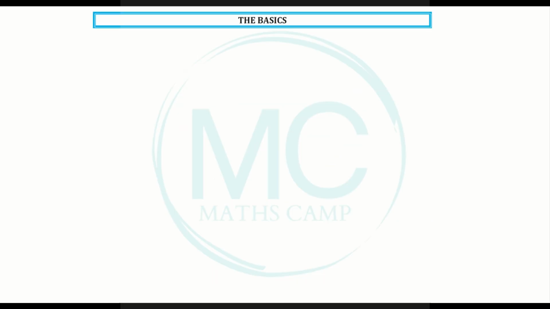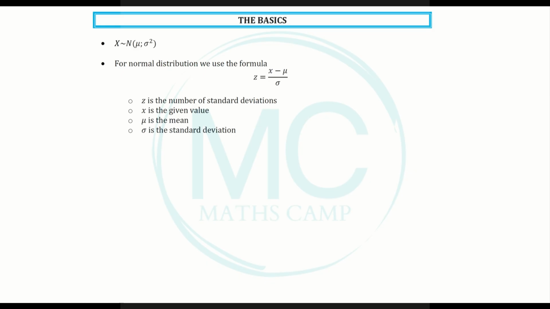When working with normal distribution, we can say that X is normally distributed, and in the bracket we have mu, the mean, and sigma squared, which is the variance. For normal distribution, we use the formula Z is equal to X minus mu over sigma. Here, Z is the number of standard deviations, X is the given value, mu is the mean, and sigma is the standard deviation.